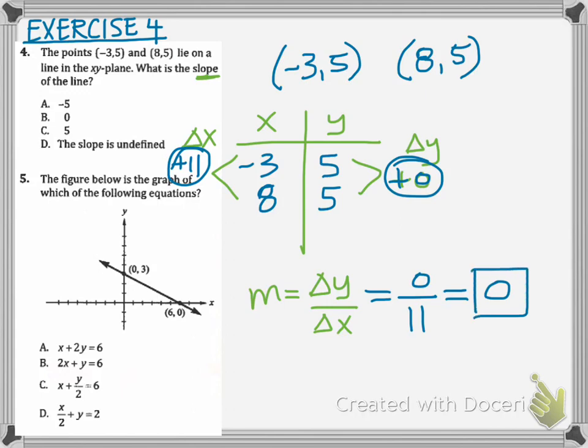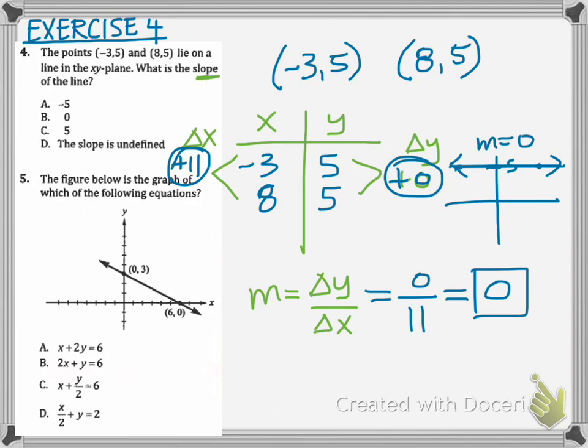So my slope is 0. Now if I think about this, because my 2 points have the same y of 5, if I connect them, they're going to be horizontal. Well, that kind of line has a slope of 0.